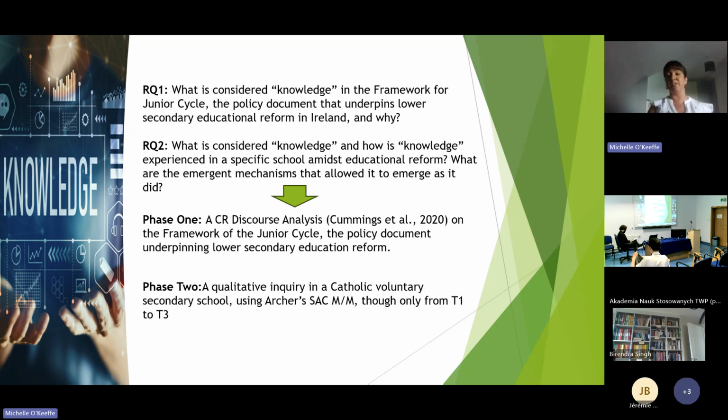And the second one is, what is considered knowledge and how is it experienced in a specific school amidst education reform, and what were the emergent mechanisms that allowed it to emerge? So the first phase was a critical realist discourse analysis of that framework, and the second was qualitative inquiry in a Catholic voluntary secondary school. The reason I chose a Catholic voluntary secondary school is because of my school of sight, and a Catholic school in Ireland isn't something that's privatised. The vast majority of secondary schools in Ireland are Catholic. I'll talk about that as the piece progresses.